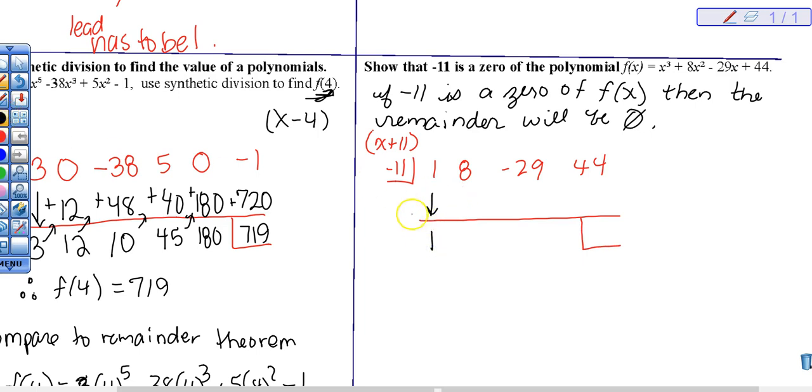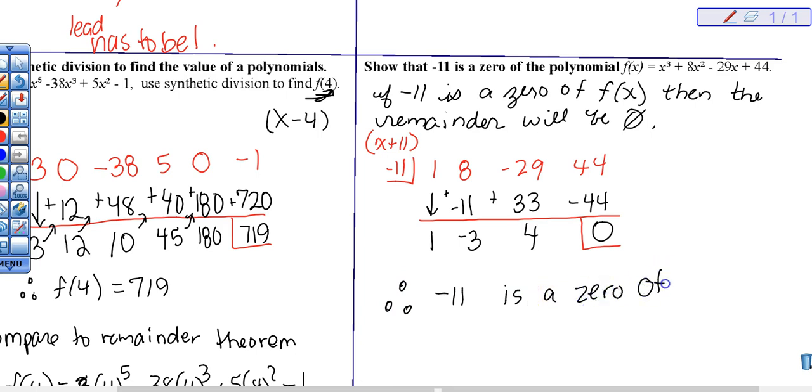Bring the 1 down and begin. Negative 11 times 1 is negative 11. 8 plus negative 11 is negative 3. Negative 11 times negative 3 is 33. Negative 29 plus 33 is 4. Negative 11 times 4 is negative 44. And 44 plus negative 44 is 0. Therefore, negative 11 is a zero of f of x because there was no remainder.